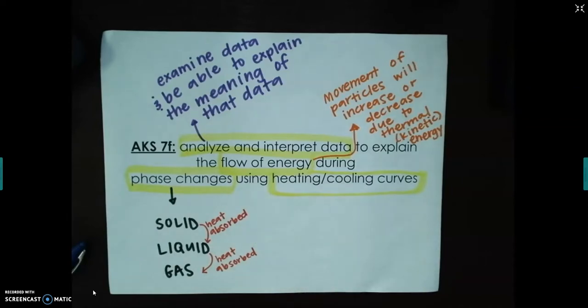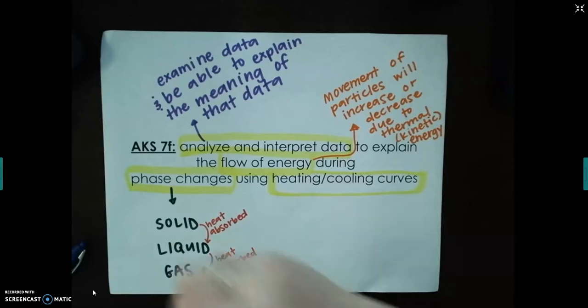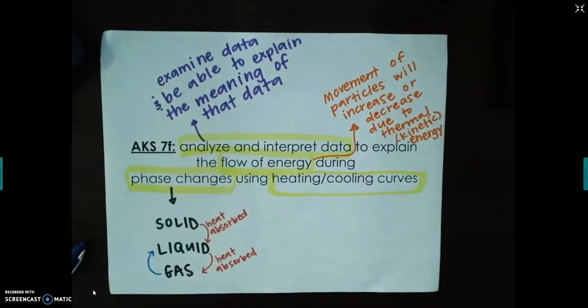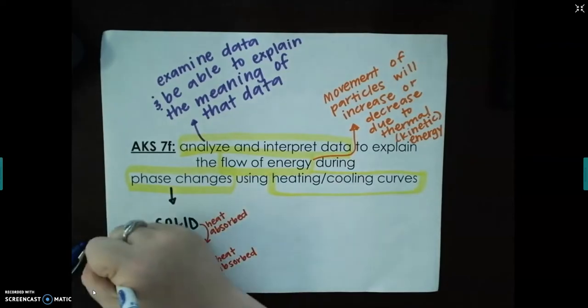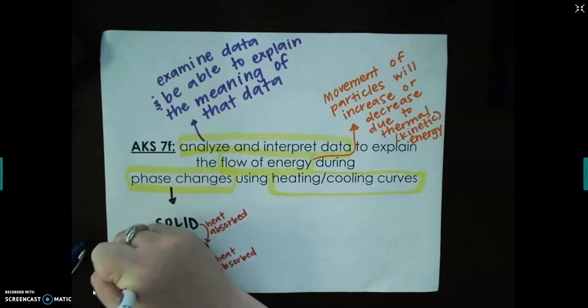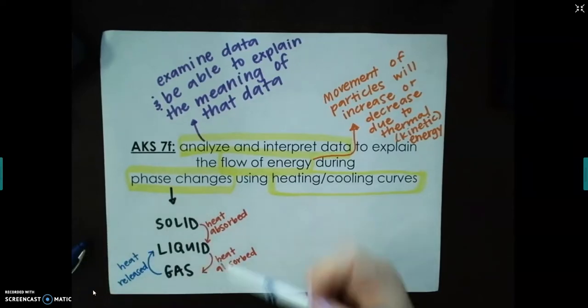So let's talk about the opposite. As a gas transforms into a liquid, it condenses, thermal energy is actually being released. So we're going to write heat is released when a gas's particles begin to slow down and become a liquid.